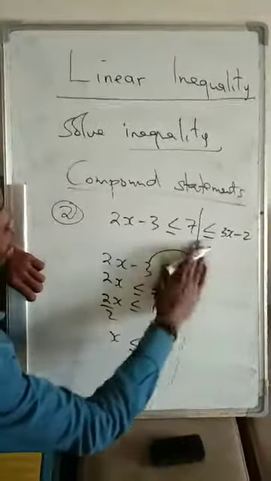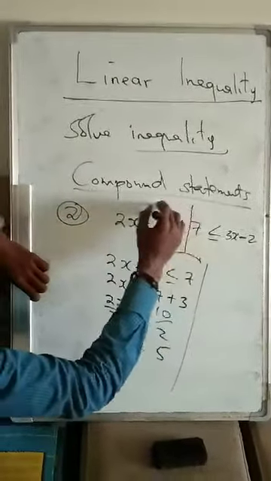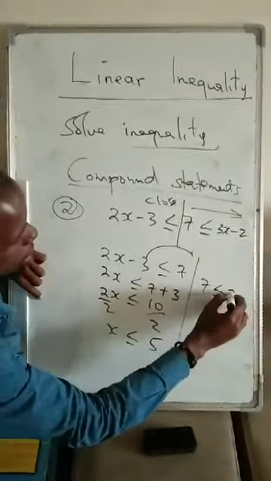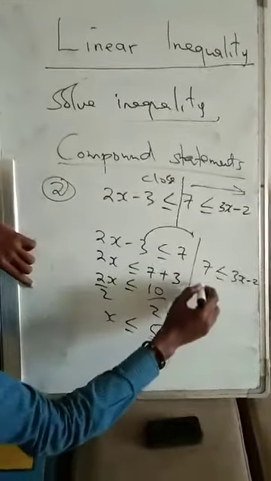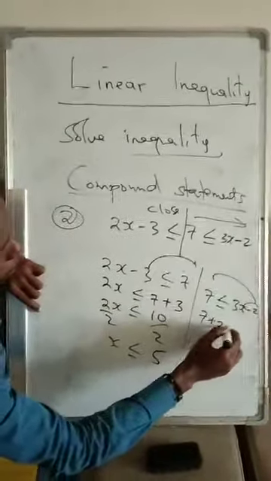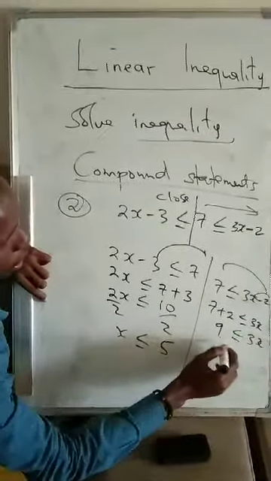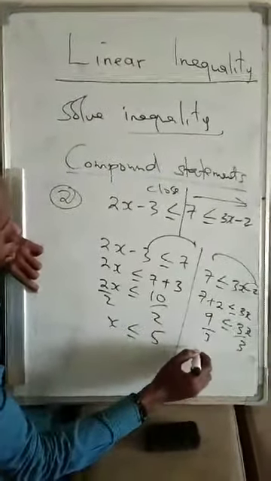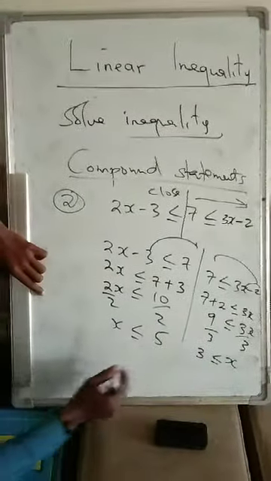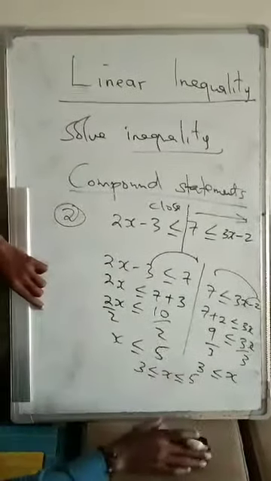Come to this end now. You take this thing, up to that point, you close this end. You deal with that end. 7 is less than 3x minus 2. 7 plus 2 closes that side, becomes positive, less than 3x. 9 is less than 3x. Divide by 3. So therefore 3 is less than x. Combine them: 3 is less than x, less than or equal to 5.